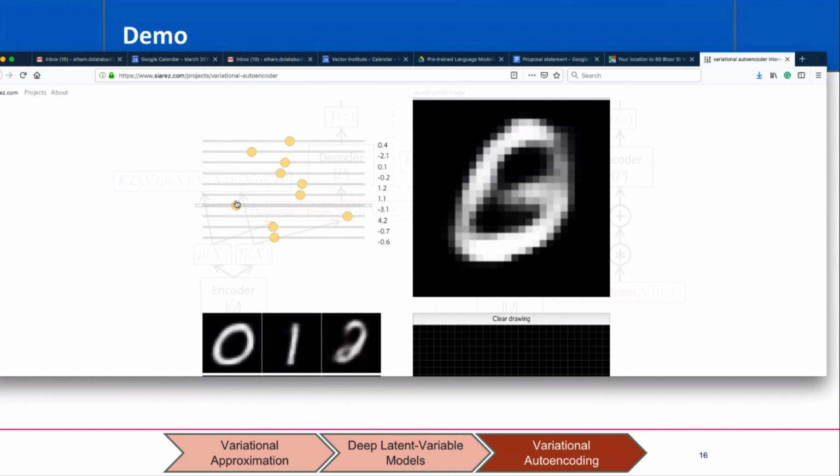So these are the latent variables. It's 10D. Theta, phi. No, these are Z.